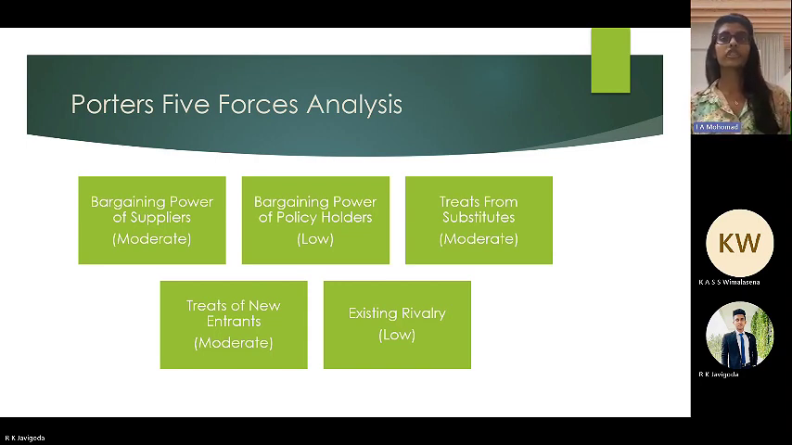Because of that, SoftLogic is having a low bargaining power of policyholders. SoftLogic is also having a moderate threat from substitutions because fewer substitution options are available for life insurance. Also, they are having a moderate threat of new entrants too. As you can see in the slides, existing rivalry is low because the availability of fairly differentiated products softens the competition. Let's move on to the SWOT analysis of SoftLogic Life Insurance.